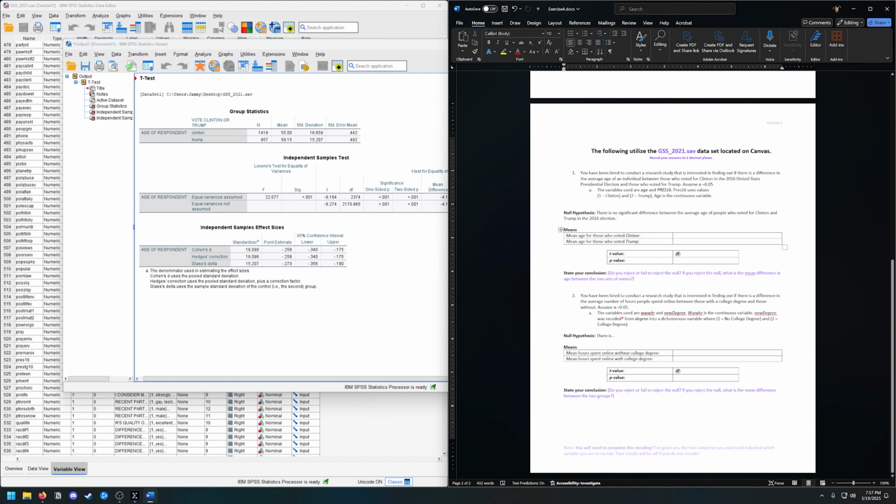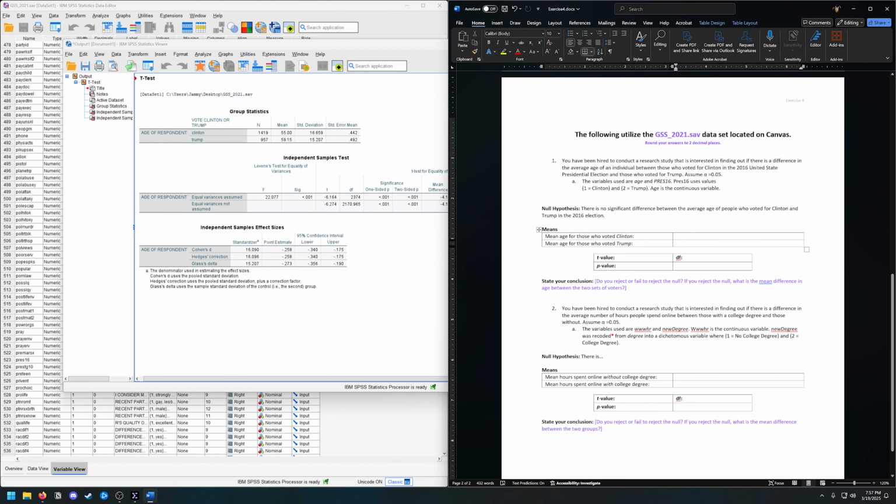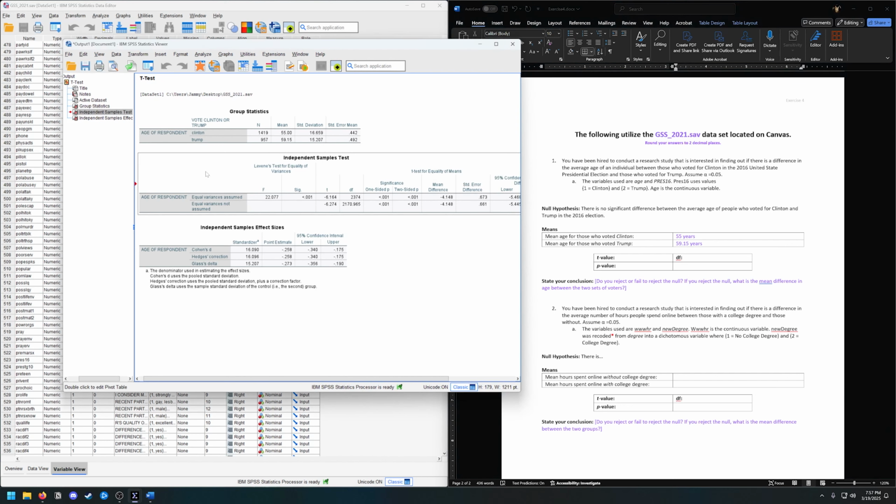That is the information that you'll put in this table. And actually, let me just zoom in here a little bit. Okay. Mean age of those who voted for Clinton is 55 years, and those who voted for Trump is 59.15 years. Awesome. Okay. So this table right here is the one that actually includes your test. This you can ignore. It's extra stuff that we are not touching in this course.